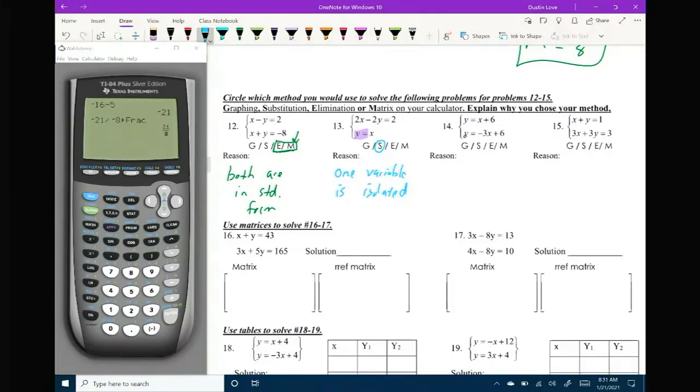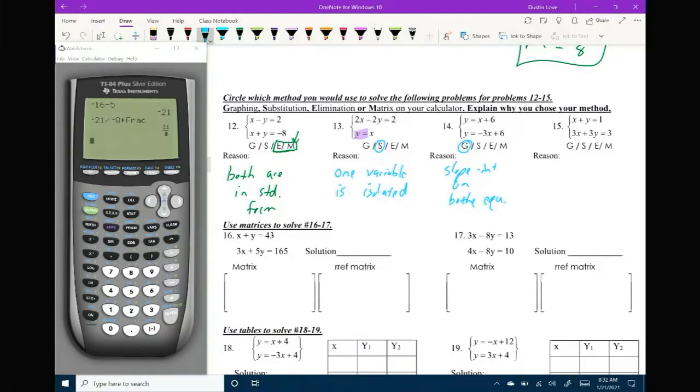Number 14, slope-intercept on both. y equals mx plus b, y equals mx plus b. All my numbers are relatively small and nice. That means that is a perfect one for graphing. So I've got slope-intercept on both equations.